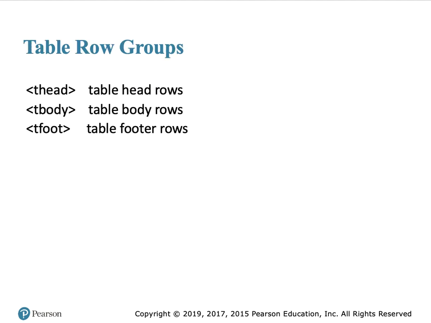There are other configuration options for coding tables. Table rows can be put together into three types of groups: thead, which stands for table head rows, tbody for table body, and tfoot for table footer rows. These groups can be useful when you want to configure the areas in the table in different ways.